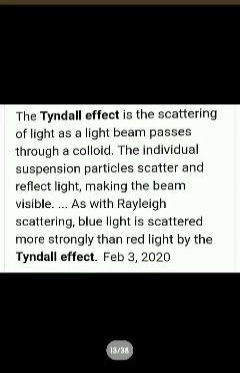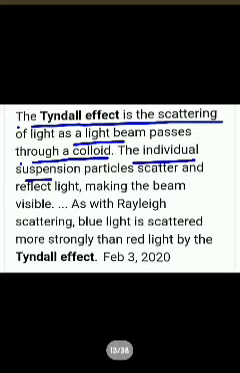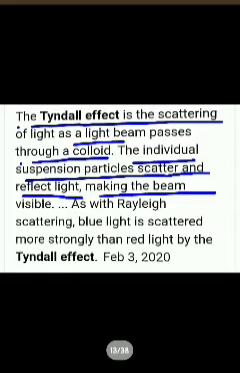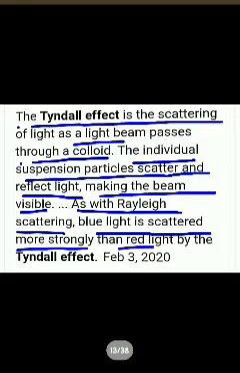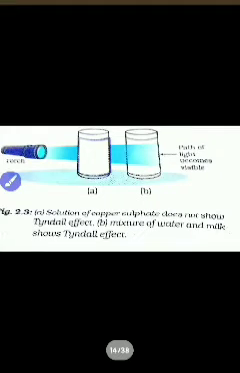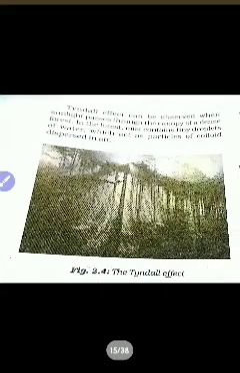Next we will discuss the Tyndall effect. What is the Tyndall effect? The Tyndall effect is a scattering of light. As a light beam passes through a colloid, the individual suspension particles scatter and reflect light, making the beam visible. As with Rayleigh scattering, blue light is scattered more strongly than red light by the Tyndall effect. This is an example of Tyndall light. This is a diagram of the Tyndall effect.